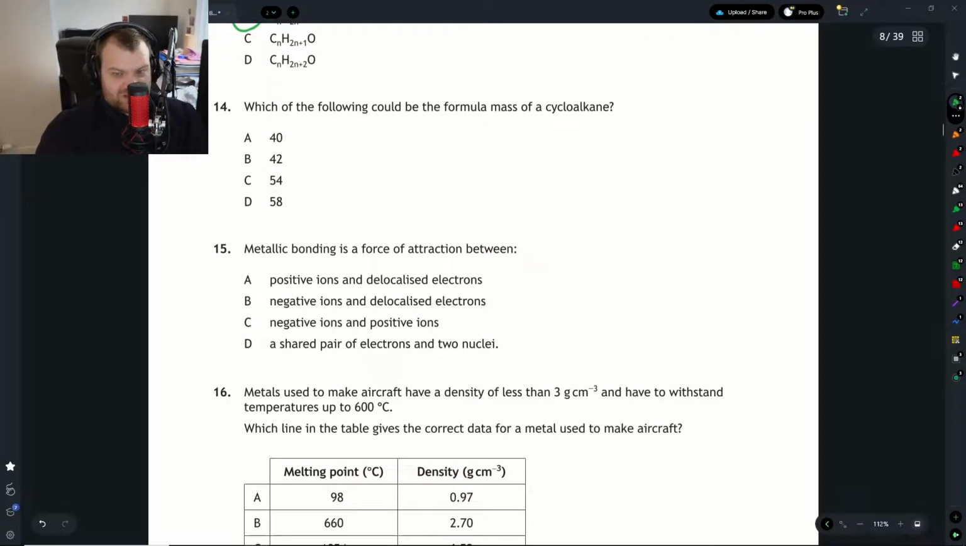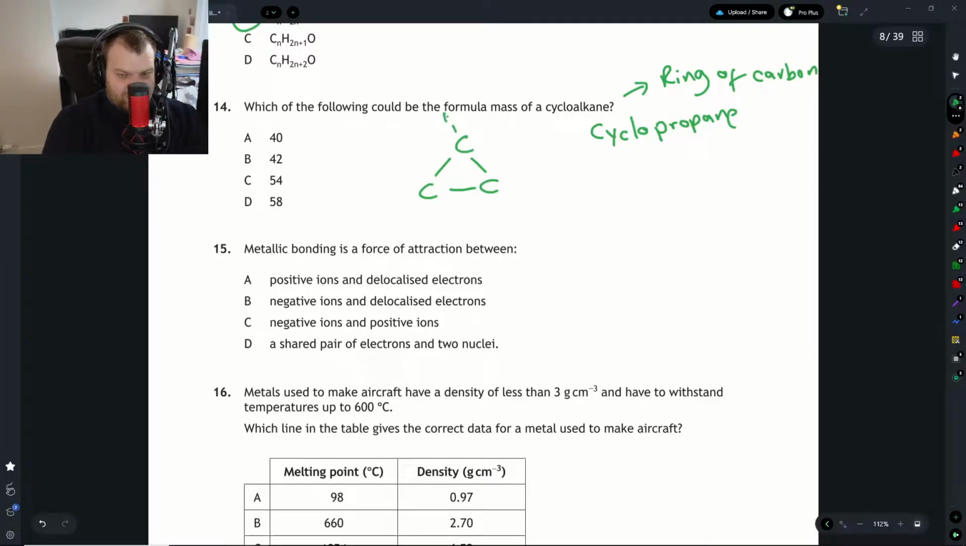Next up, we're asked about a formula mass of a cycloalkane. This means it has a ring of carbons. I would go for the smallest one that we can. 3 carbons will be the smallest we can have. So I'm drawing cyclopropane. Each carbon at the moment is making 2 bonds, which means each of them needs 2 H's on them. So this would be C3H6.